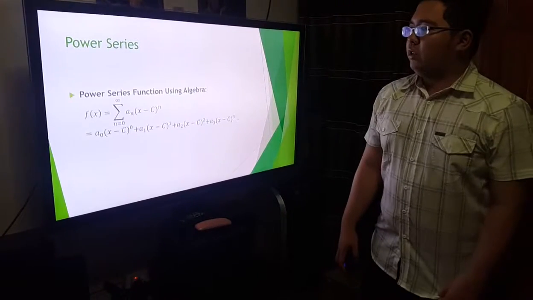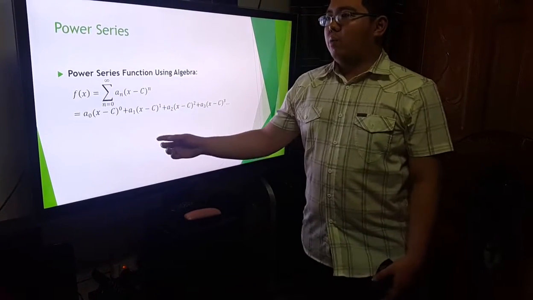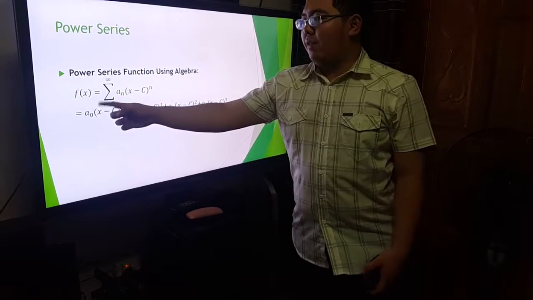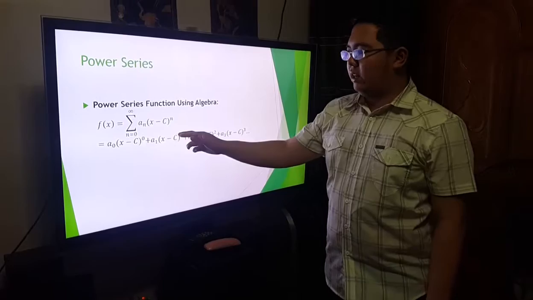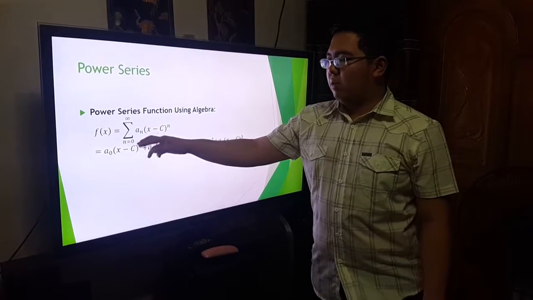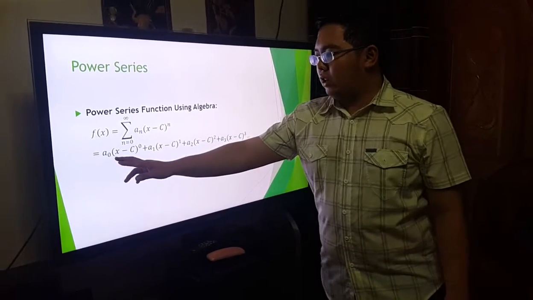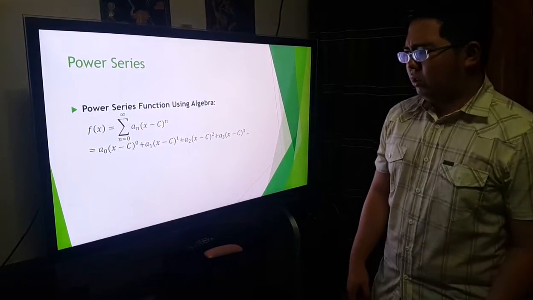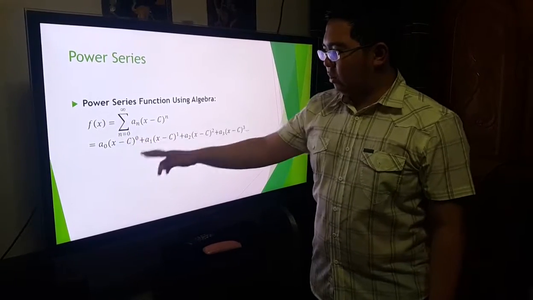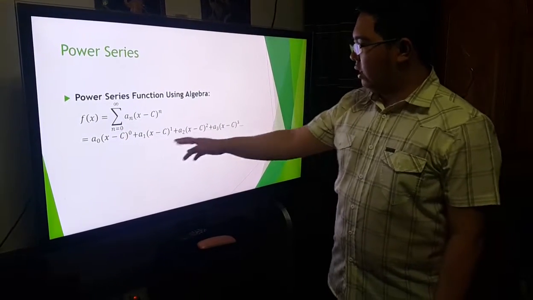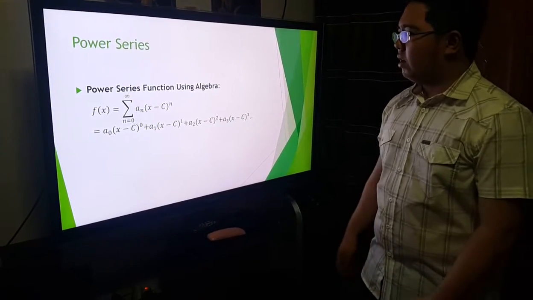In power series using algebra, we assume that f(x) is equal to the summation of a_n (x - c)^n, with the limits n equals 0 to infinity. In this next equation, we only substitute the values of n: n is equal to 0, n is equal to 1, n is equal to 2, n is equal to 3, and so on.